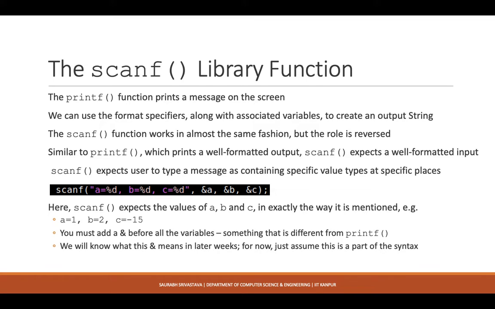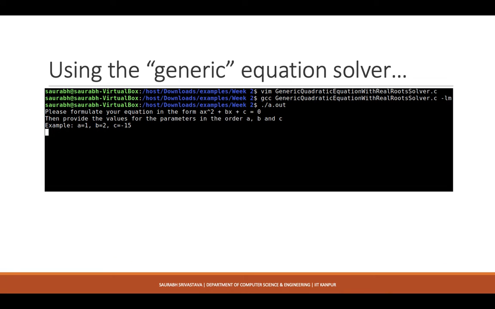And there is one change that you can see here. In comparison to printf, before the name of the variables you have these ampersands here, right? So for now, just accept these ampersands to be a part of scanf syntax, we will actually look at what these ampersands mean in the later weeks. So this is the generic version of the equation solver.